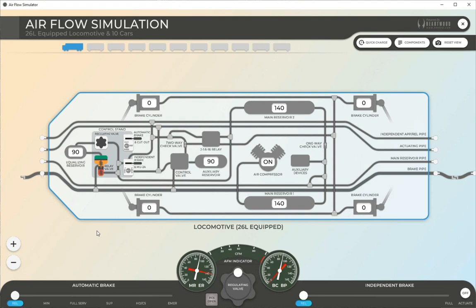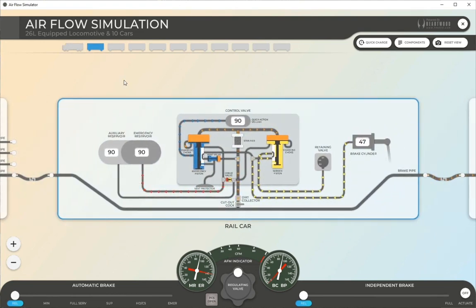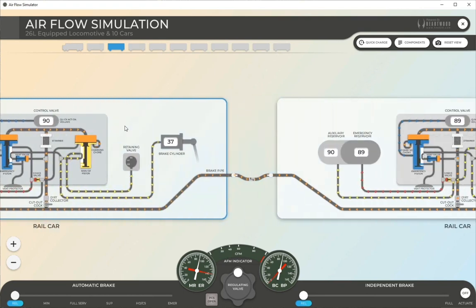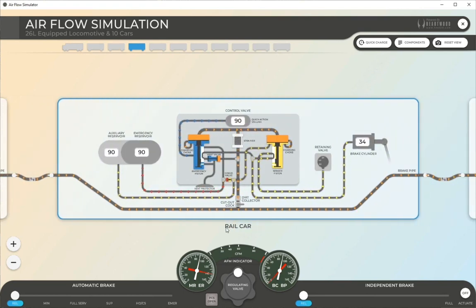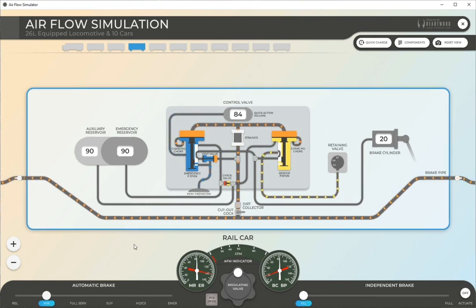We now see the 90 psi in the brake pipe flowing from the locomotive to the attached rail cars, supplying the reservoirs on each railcar in the train. Here's a closer view of the air from the brake pipe being supplied to the control air for use on the railcar.